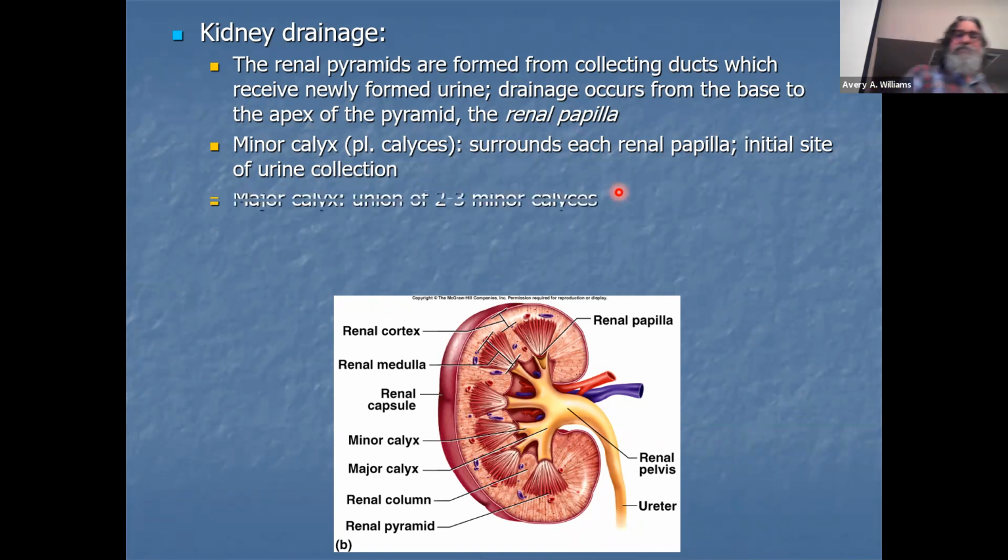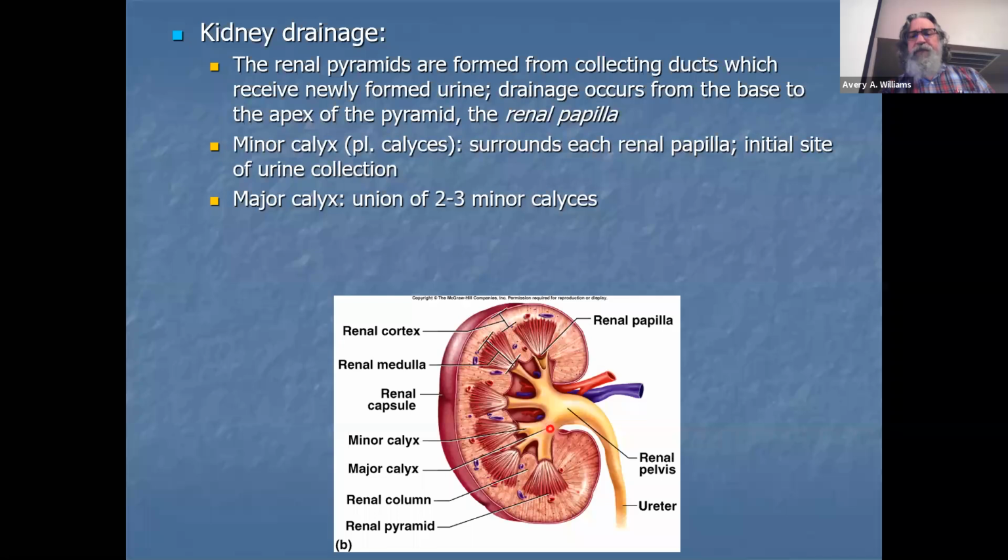All right. Now, you have major calyces. A major calyx is the union of two to three minor calyces. So you kind of see where these three merge right here. And then these two come together right here. So where 2 or more minor calyces come together, you form a major calyx. So this would be a major calyx here, and this would be a major calyx here.